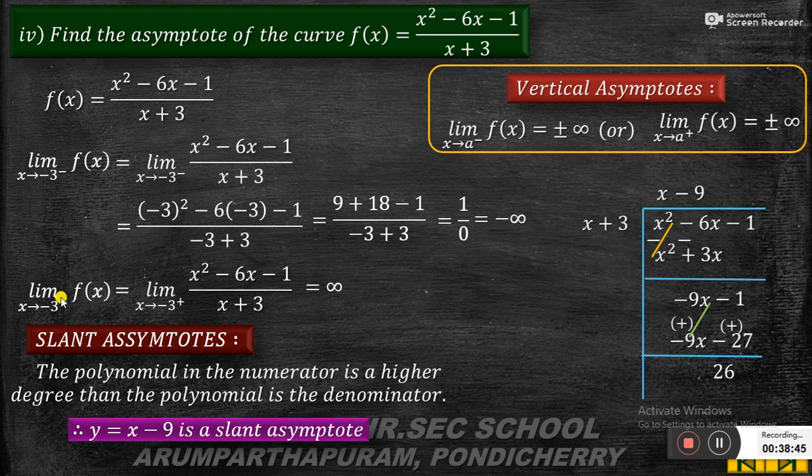So next I take the limit x tends to minus 3 plus, which represents the right limit. So limit x tends to minus 3 plus f of x, I write the function x square minus 6x minus 1 by x plus 3. Now I substitute x equal to minus 3, which means the same answer, infinity. Now the right limit of infinity is plus infinity. So you see both answers are the same. Therefore there exists a vertical asymptote.